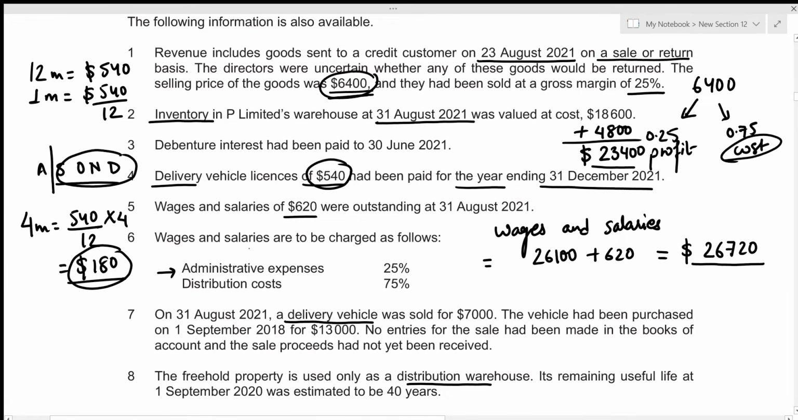Okay, that's the third item. Then we have wages and salaries, out of which 75% should be accounted to the distribution cost, meaning that the 75% of this amount should be included in our distribution cost. So that gives us the total of 4 items.